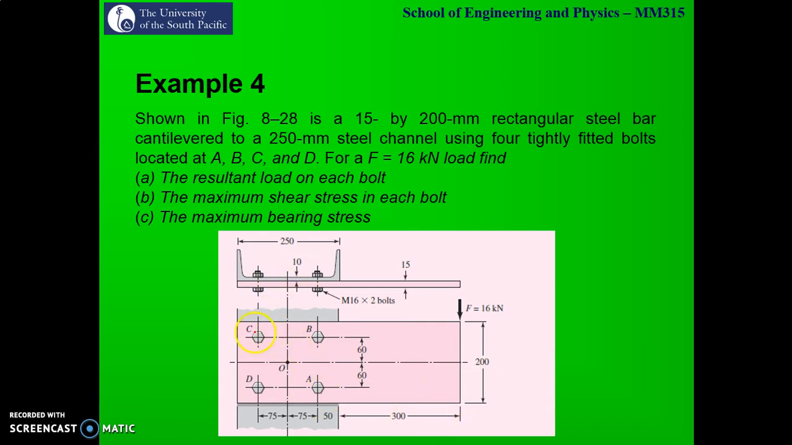So we've got our bolts A, B, C, D. This is our bolt pattern, and we see that the distances between A and B, C and D, and D and E are given.